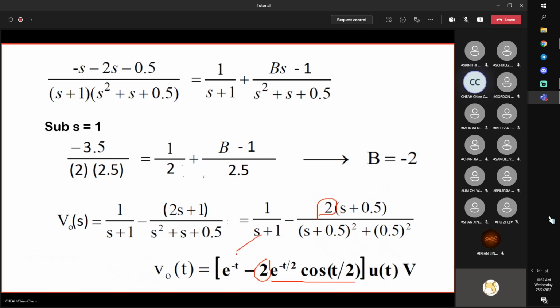As for this term, it's just 1 multiplied by e to the power of -1t. And don't forget to put t greater than 0 or multiply by u(t). u(t) means equal to 1 for t greater than 0, right? Multiply by 1 for t greater than 0. Any questions?